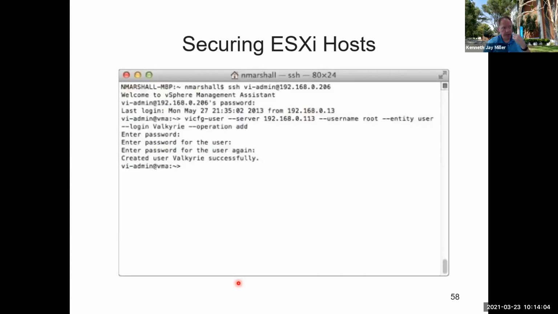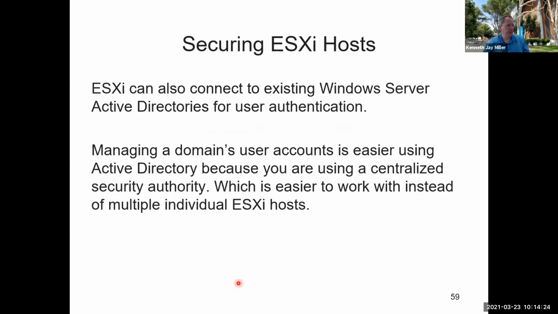Here's where you can use your Macintosh machine to connect using SSH, where you just open a terminal and it will automatically use the SSH built into your Mac OS 10. All right. Now, ESXi can also connect to existing Windows Server Active Directories for user authentication.